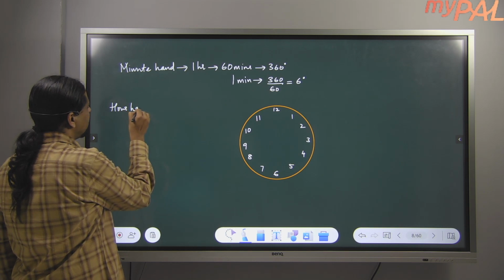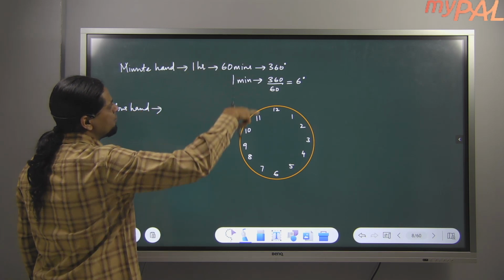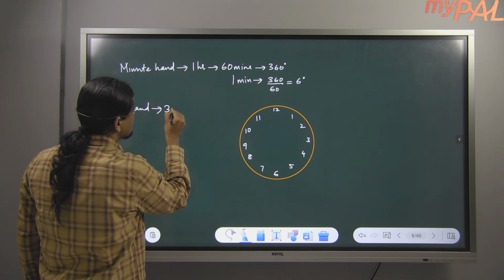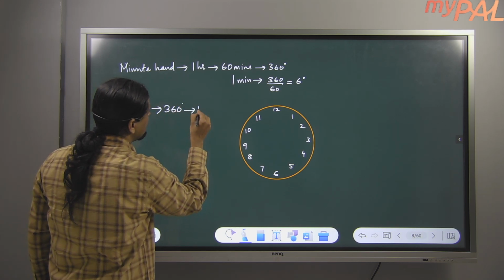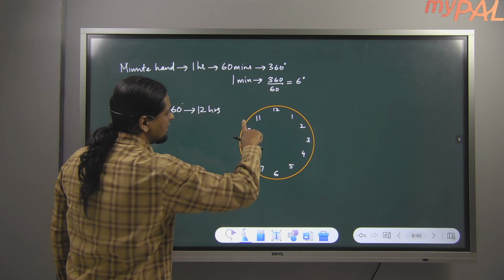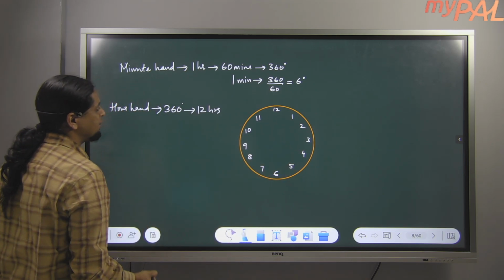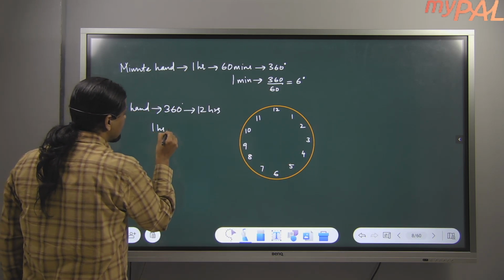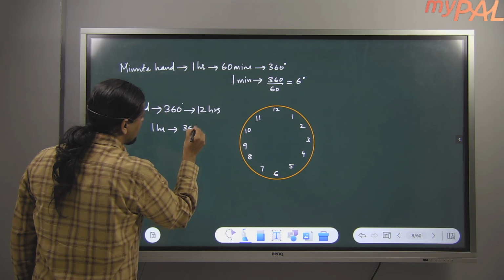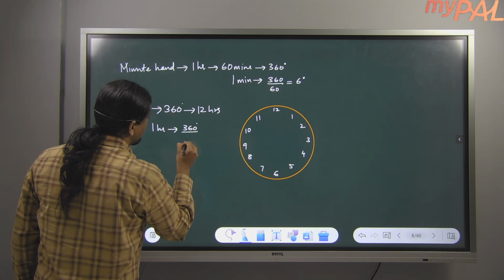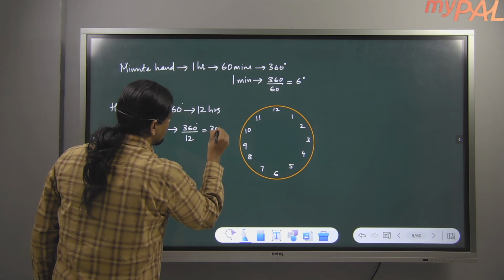Now let me go to the hour hand. For one complete revolution of 360 degrees, how much time is needed? It will take 12 hours. We clearly know the hour hand takes 12 hours for one complete revolution. So in 1 hour, how much will it cover? 360 degrees divided by 12, which is going to be 30 degrees.